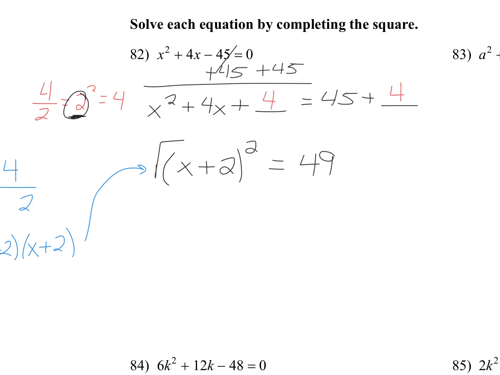Take the square root of both sides. What happens on the left side after I take the square root? It's just x plus 2. What do I get on the right side? Yeah, why do I need the plus or minus? Yep, because quadratic equations, we always want 2 solutions.